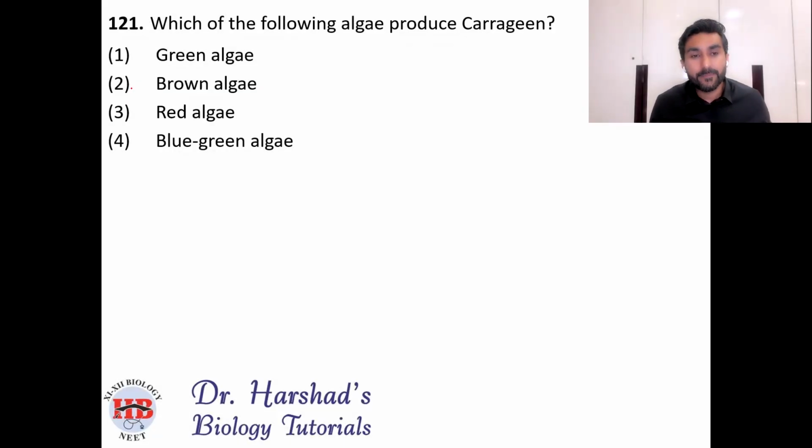The next question is about which of the following algae produce carrageenan. If you remember your NCERT under algae, algin and carrageenan were 2 examples of hydrocolloids, whereby algin was produced by brown algae, whereas carrageenan is produced by red algae. So that would be our answer in this question.